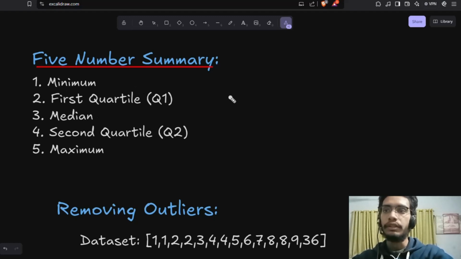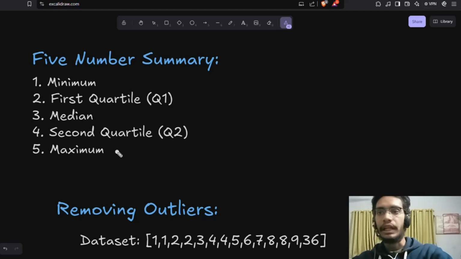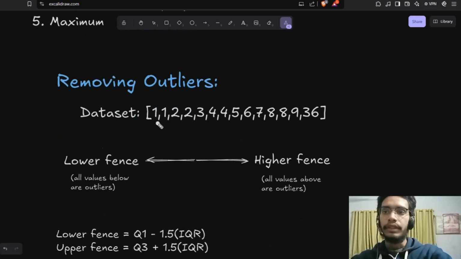So what is the 5 number summary here? There are totally 5 numbers: minimum, first quartile, median, third quartile, and maximum. These 5 numbers, I must say, are used to identify the outliers. I explained the outliers in detail: outliers are those numbers which are extremely out of range of your normal distribution. Here you can see that we have this data set in which there are numbers from 1 till 9.